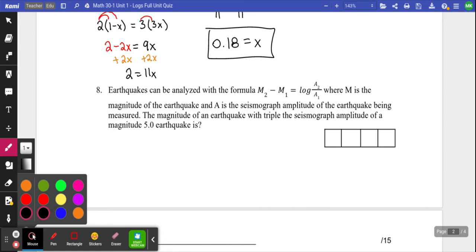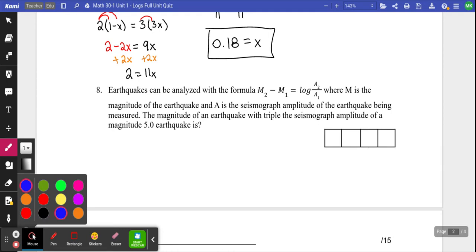Okay, earthquake questions. Earthquakes can be analyzed with the formula m2 minus m1 equals log a2 over a1, where m is the magnitude of the earthquake and a is the seismic amplitude of the earthquake being measured. The magnitude of an earthquake with triple the seismograph amplitude of a magnitude 5 earthquake is. Oof. Okay, with these questions, I always find them very, very wordy. So I'm going to try to highlight what things actually mean here and simplify it a little bit.